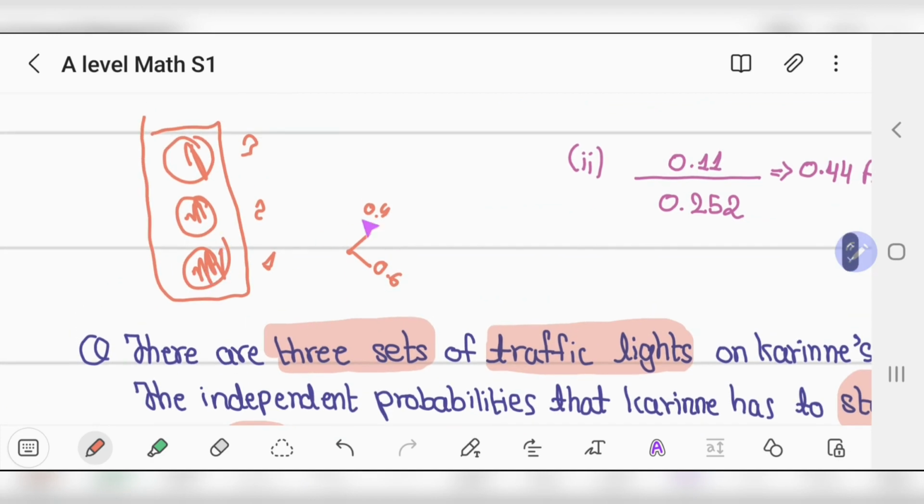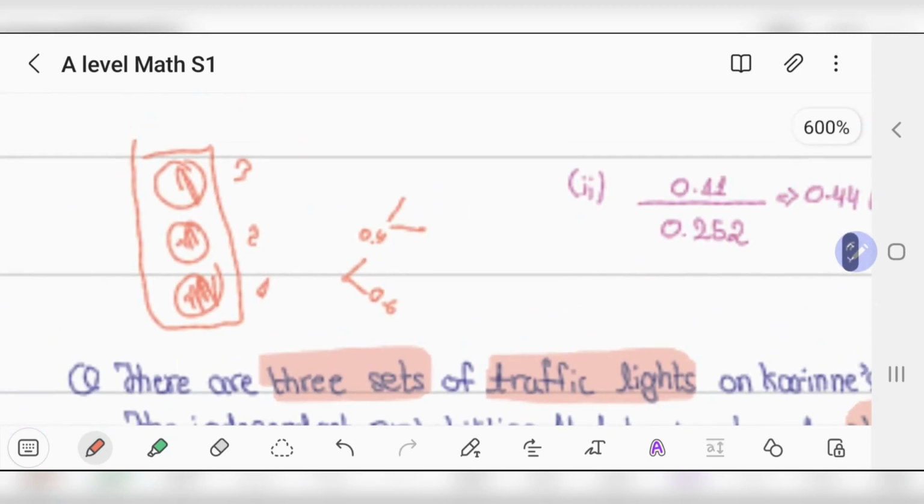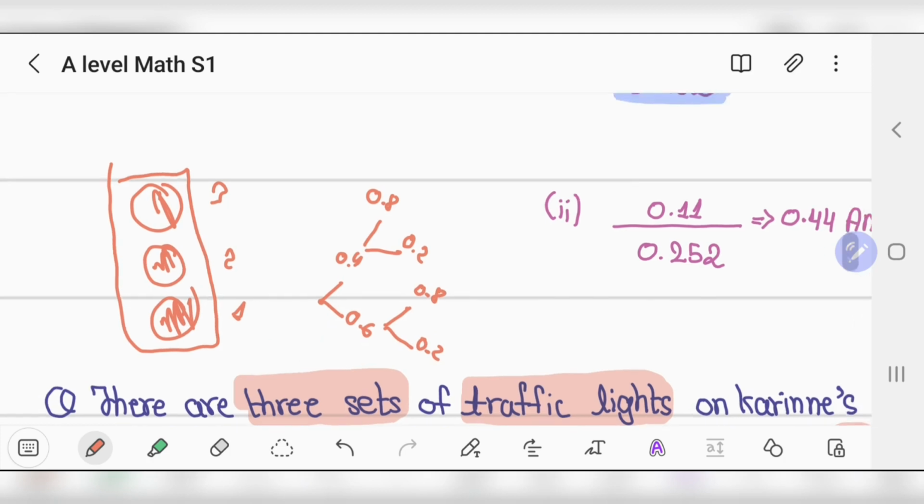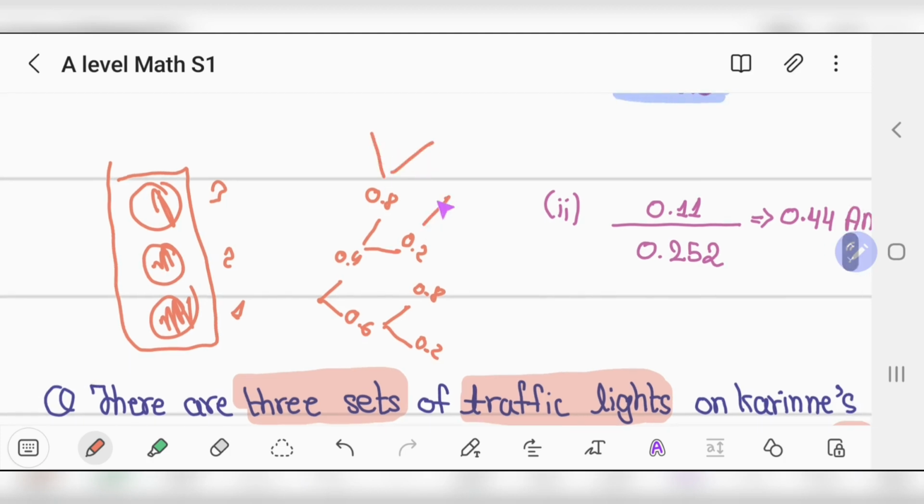If you have been stopped on the first traffic light, then what is the probability of being stopped on the second? Being stopped on the second is 0.8, and then not stopped is 0.2. Let's suppose you haven't stopped on the first. What is the probability of being stopped on the second? So 0.8 stopped, not stopped 0.2, and then it keeps on going like this. So this was the first one, then this was the second one, and this was the third one.